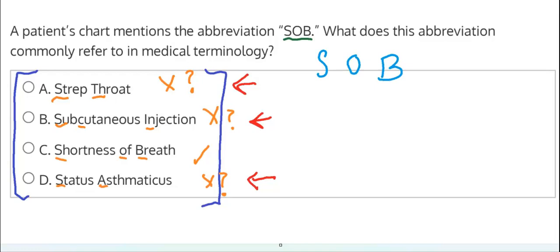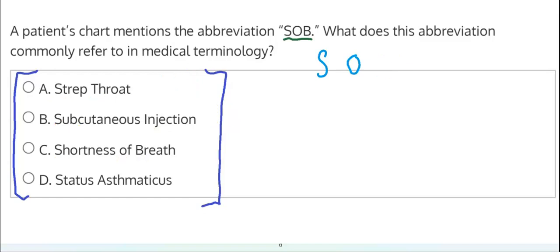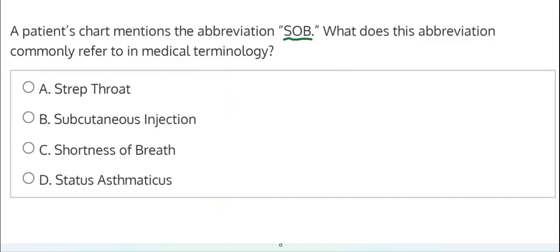But let's discuss what all of these choices mean so we could best understand how to approach this question. So looking at strep throat, it doesn't typically have an acronym. Usually you would just state in the patient's chart that they tested positive or negative for strep throat, and that's not an acronym that SOB usually stands for, so we can eliminate option A. Looking at option B, subcutaneous injection, typically the only abbreviation you'll see for subcutaneous injection is sub-Q, because the Q here kind of sounds like the letter Q over there. So that wouldn't be SOB, so we could eliminate choice B as well.